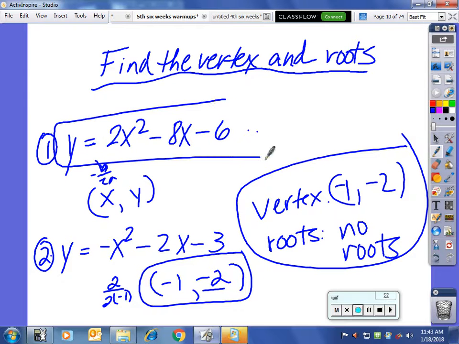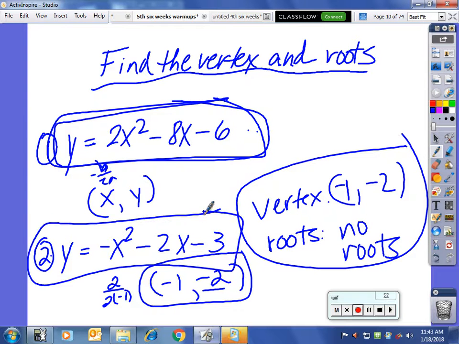So I could give you one of these and ask you for one thing at a time. I'm not going to ask you for all things on all questions, but I could give you this and just ask you for the positive root. I could give you this and just ask you for the vertex. So you've got to know what each thing means and how to find it, and we could have a quiz as early as tomorrow.